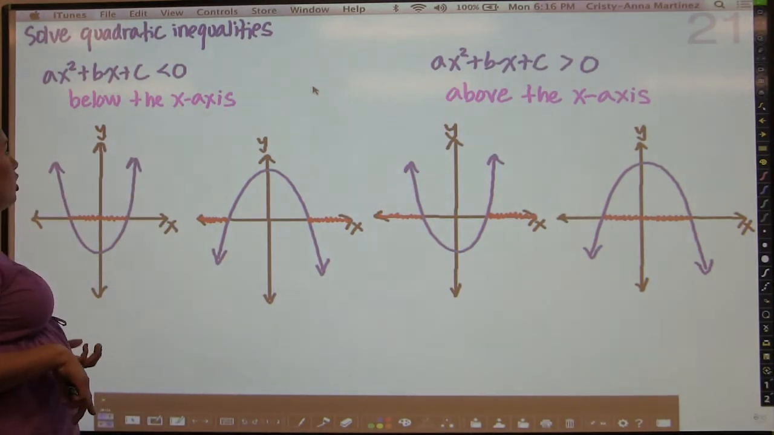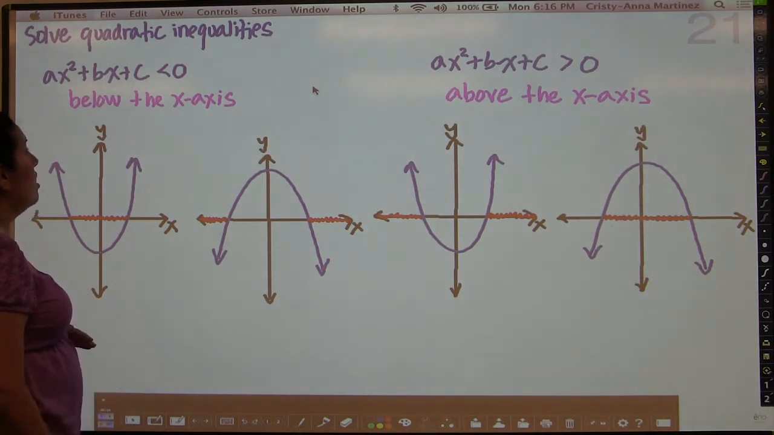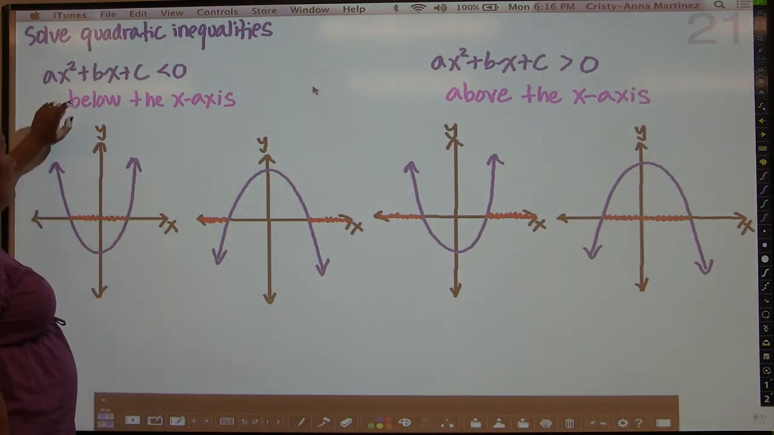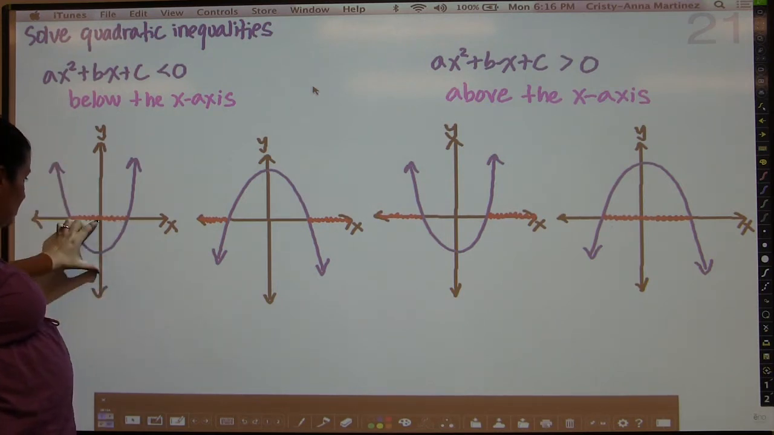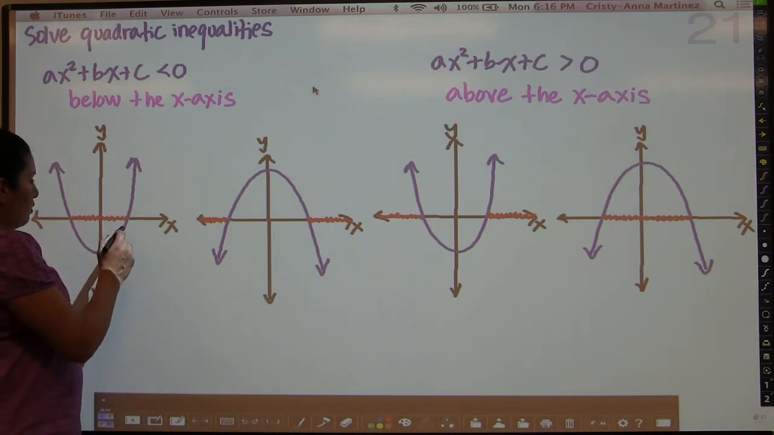So basically you want to know where are all the y values that are less than 0. Where are the y values that are less than 0? Another way of saying that is, where are the y values that are below the x-axis? Because below the x-axis, this is the y-axis here, and it's below the x-axis, and this is where all the y values are negative. So basically, all of this portion of the graph is where the y values are negative.